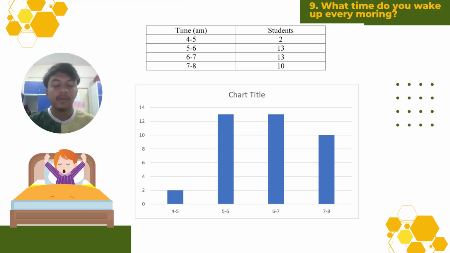In this survey, we also put a question about what time students wake up every morning. We can see only 2 students wake up at 4 to 5 a.m. There are 13 students that wake up at a range between 5 to 6 a.m. Also, 13 students wake up at 6 to 7 a.m. However, there are also 10 students who wake up at 7 to 8 a.m.